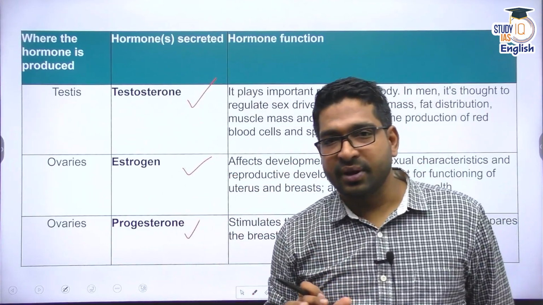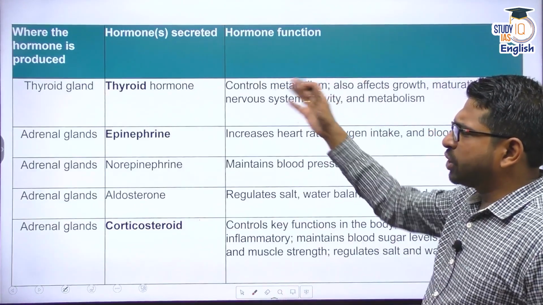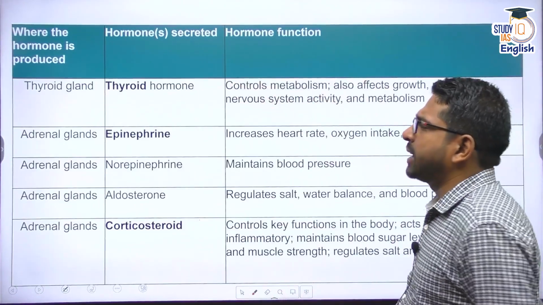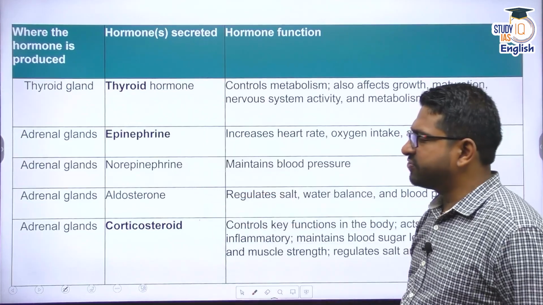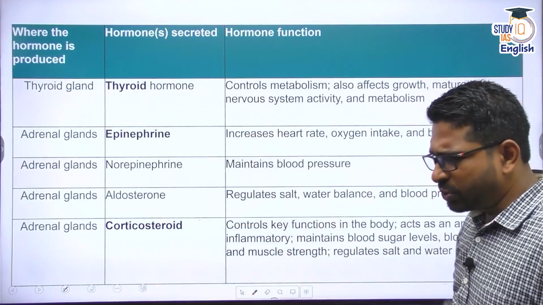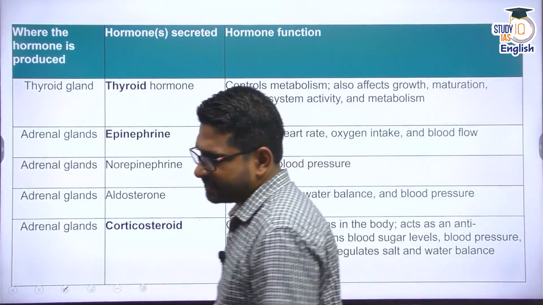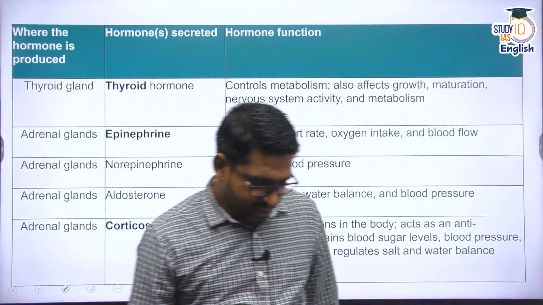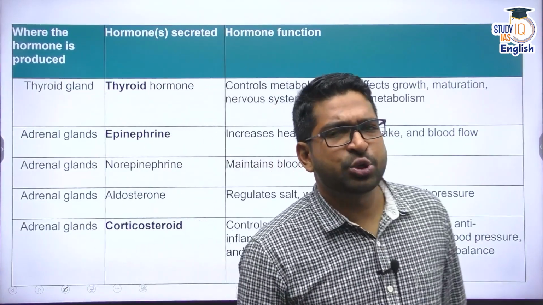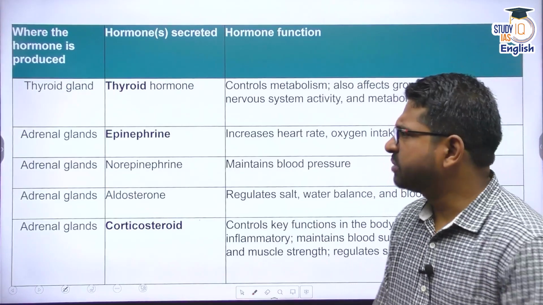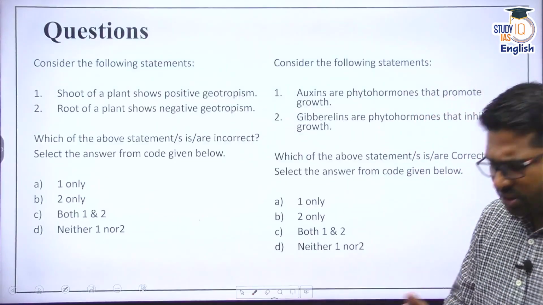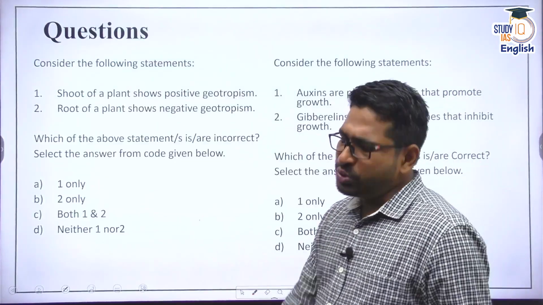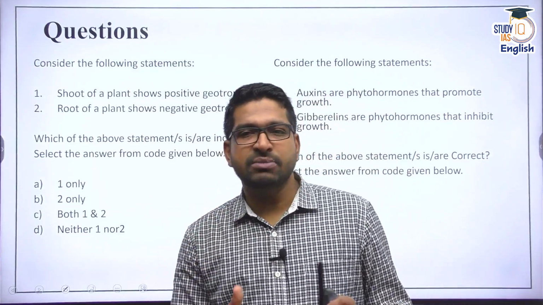All right. Now, apart from this, there are some other hormones. The thyroid gland produces the thyroid hormone or thyroxine, the adrenal produces epinephrine, and there are some other hormones for your reference here. All right. So this is basically the completion of the chapter Control and Coordination. But before exiting, let's look at some of the questions that can be framed.